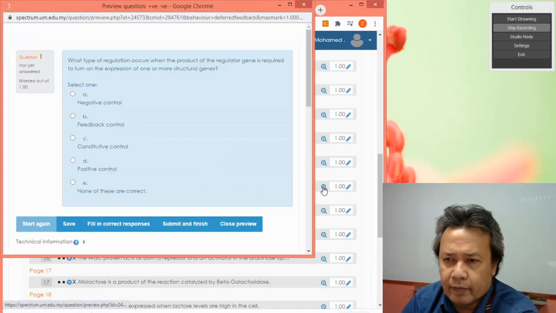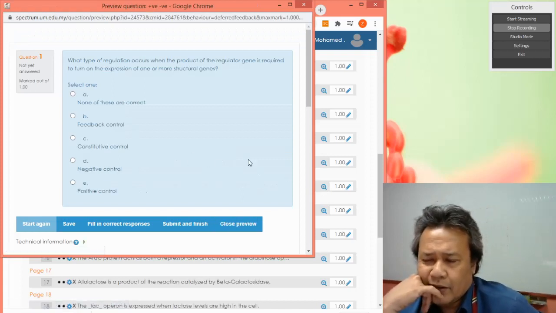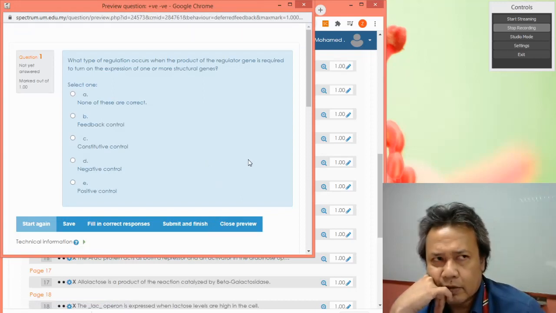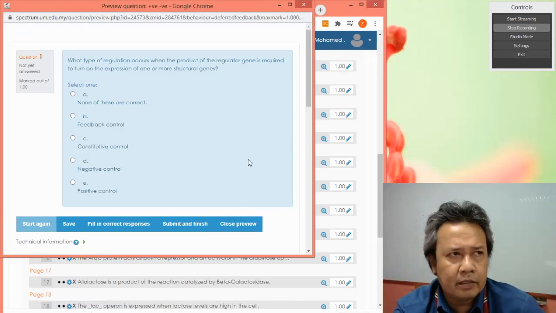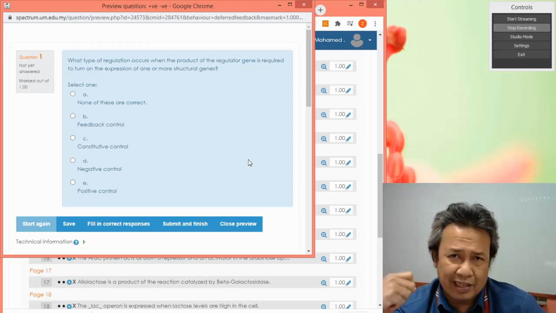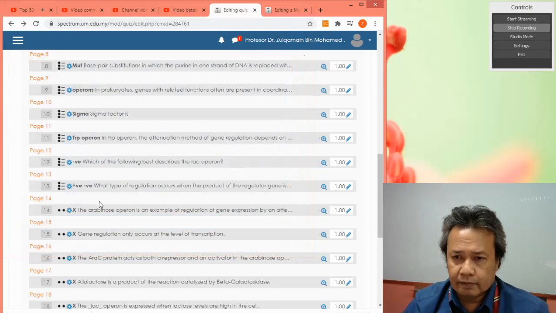Okay, this one. What type of regulation occurs when the product of the regulated gene is required to turn on expression? If it's required, that means it's a positive control. Because if you need to remove something like a repressor, that's negative control. So this one is positive control. All right, so that's E. Next question.